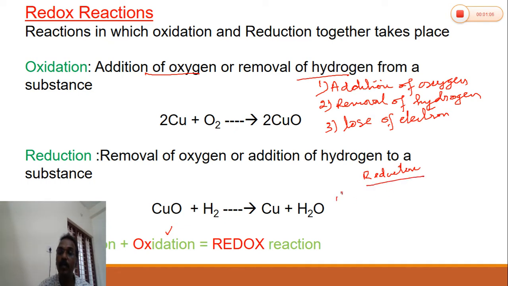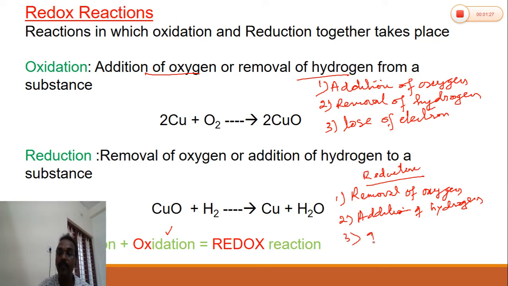Similarly, reduction is the removal of oxygen, or addition of hydrogen, or gain of electrons. Gain of electrons.